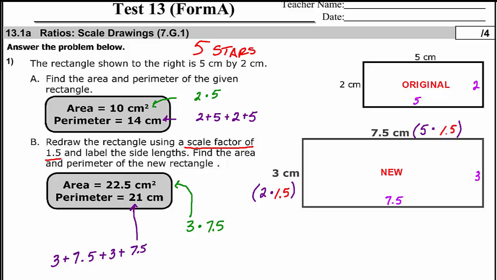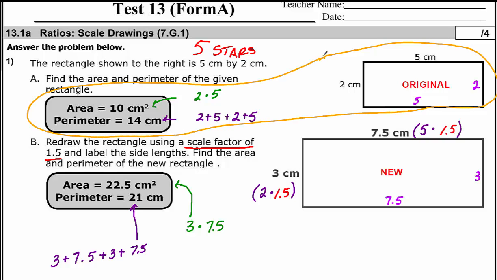So here we go, problem number 1. In problem 1, this 5 stars, this is something I started this week. This 5 stars tells us how many answers we're looking for. We're looking for 5 different answers on this problem. The first answer is the area of this original figure. We're looking at this information all goes together.